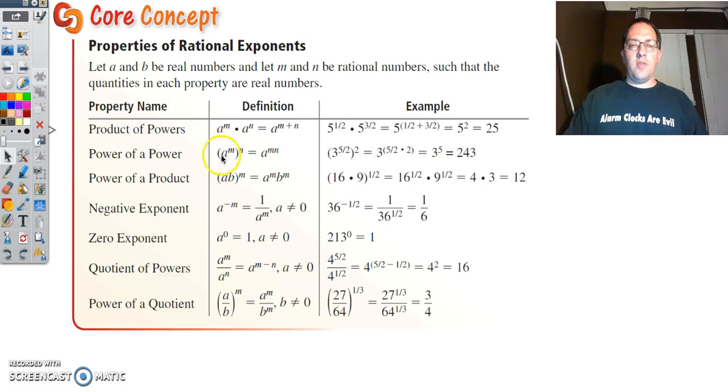All right. Power of a power. What this says is you have some power and you're raising it to a power. So something raised to an exponent, then you're taking all that, raising it to another exponent. And all you do here is you just multiply the exponents together. All right, so a to the m times n.